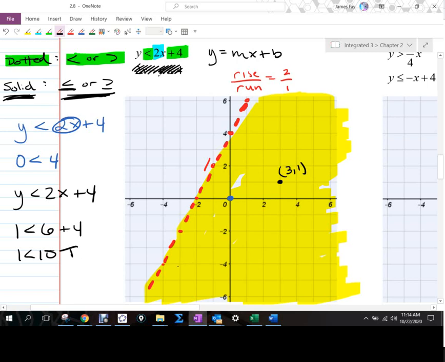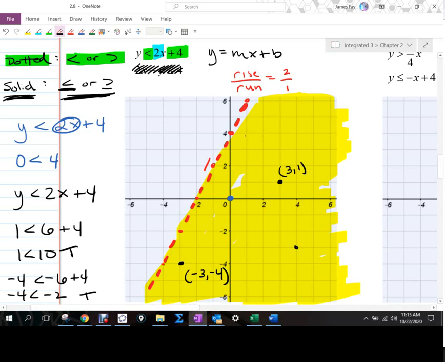If I try a number like this one down here, negative 3, negative 4. Plug in negative 4, plug in negative 3, so it would be negative 6 plus 4. Is negative 4 less than negative 2? That's true, right? Every one of these points in the yellow is going to satisfy the original inequality. And that's our way of displaying an infinite number of solutions. There's no way you could write down all of them as ordered pairs, right? That's impossible, okay? But we can create a picture that presents that list of infinite solutions. Does that make sense?